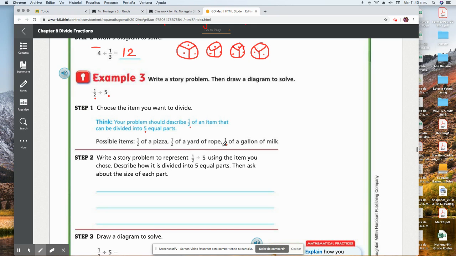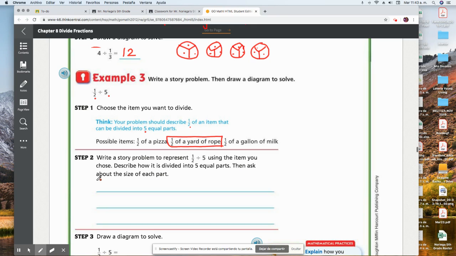I'm going to pick the one in the middle, 1/2 of a yard of rope. So write a story problem to represent 1/2 divided by 5 using the item you chose. Describe how it is divided into 5 equal parts, then ask about the size of each part.